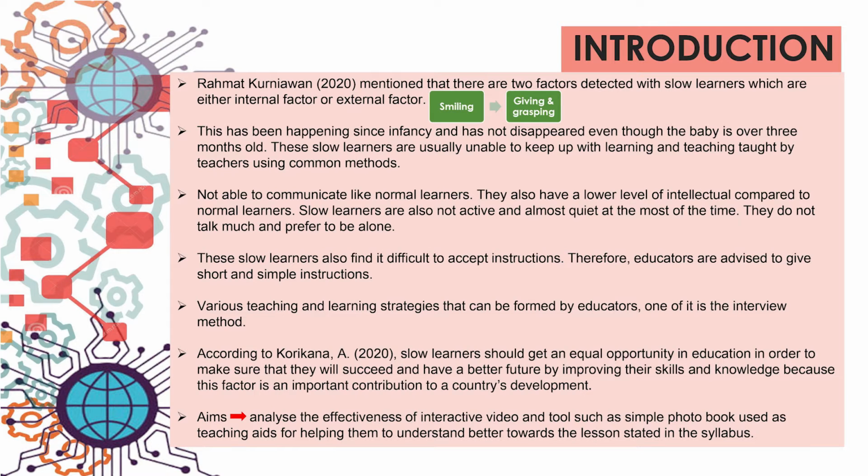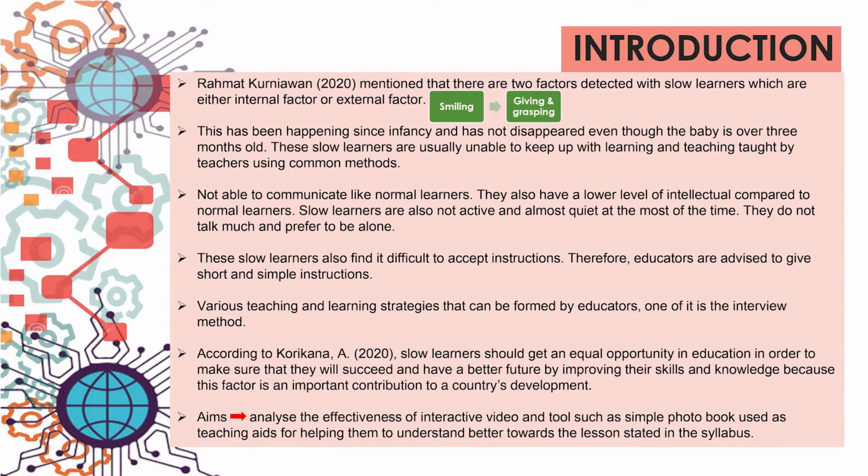Introduction. Rahmat Kurniawan 2020 mentioned that there are two factors detected with slow learners, which are either internal factors or external factors. This has been happening since infancy and has not disappeared even though the baby is over 3 months old. These slow learners are usually unable to keep up with learning and teaching tasks by teachers using command methods. Not able to communicate like normal learners, they also have a lower level of intellect compared to normal learners.